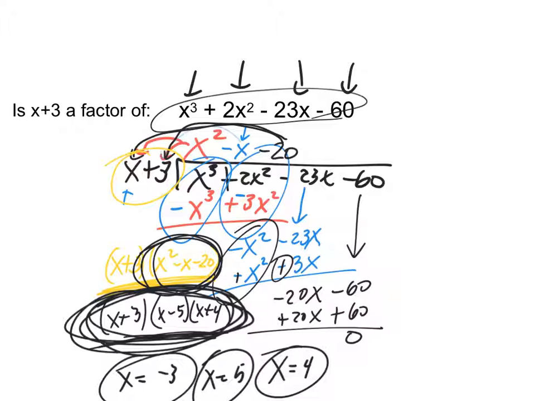And stop saying crash it. 0 is not crashing a function. Having a 0 in the denominator is crashing a function.